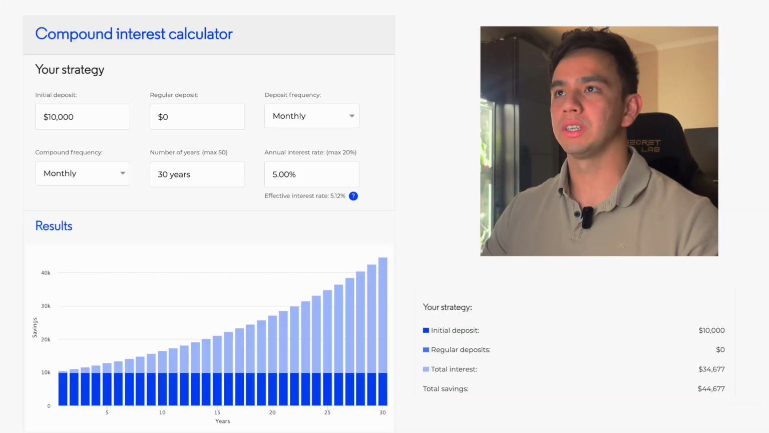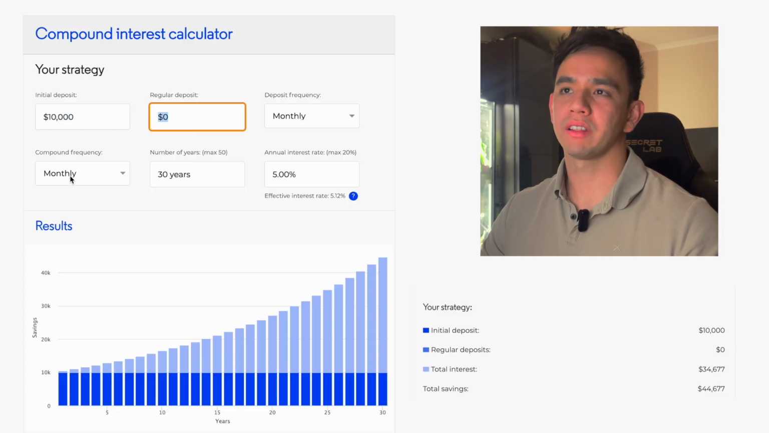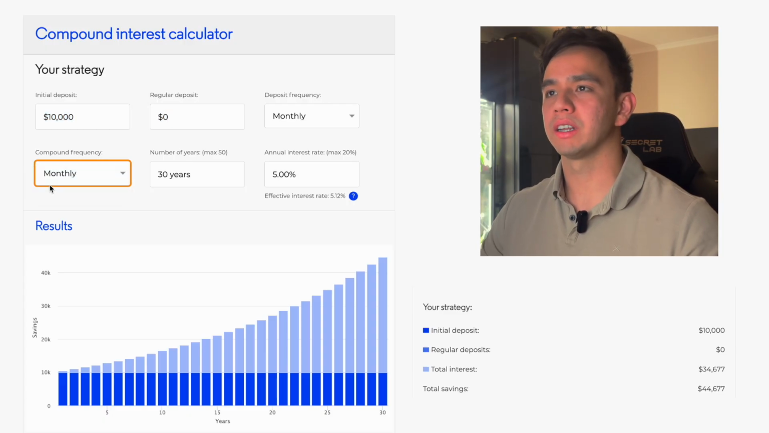All right, so this is the compound interest calculator on moneysmart.gov.au. It's a really good resource and website for all your money needs, especially in Australia. So here we've got the $10,000 initial deposit that we had. We're not putting any money in on a regular basis, but it's compounding monthly, so it's similar to daily, but not exactly daily.